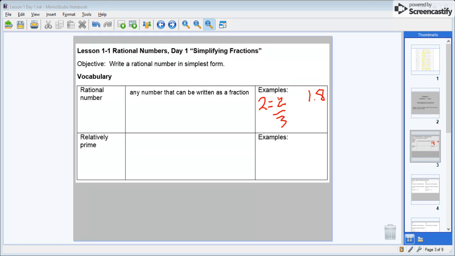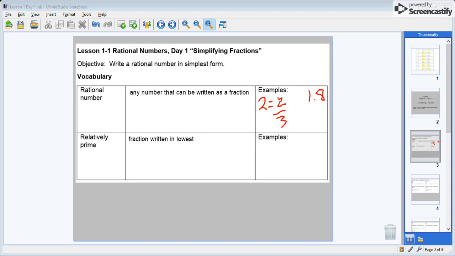Okay, our next vocabulary word that we're going to take a look at is numbers that are relatively prime. A relatively prime number is when you have a fraction written in lowest terms. So that fraction is completely simplified. You cannot simplify it any further.